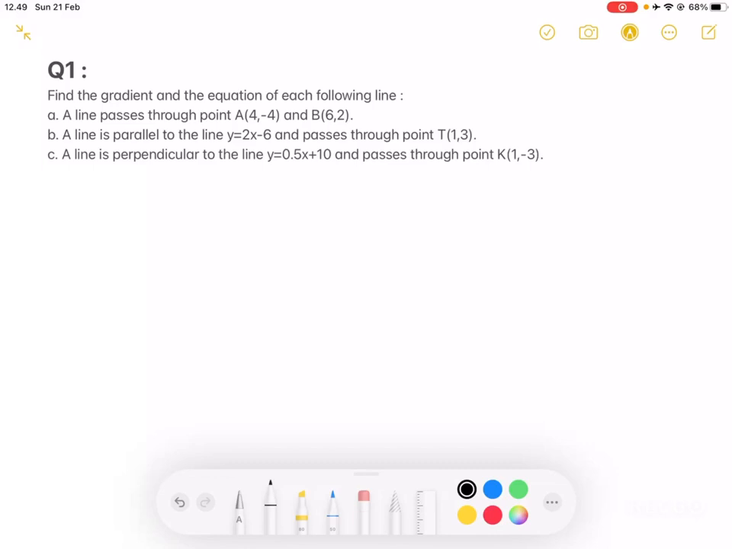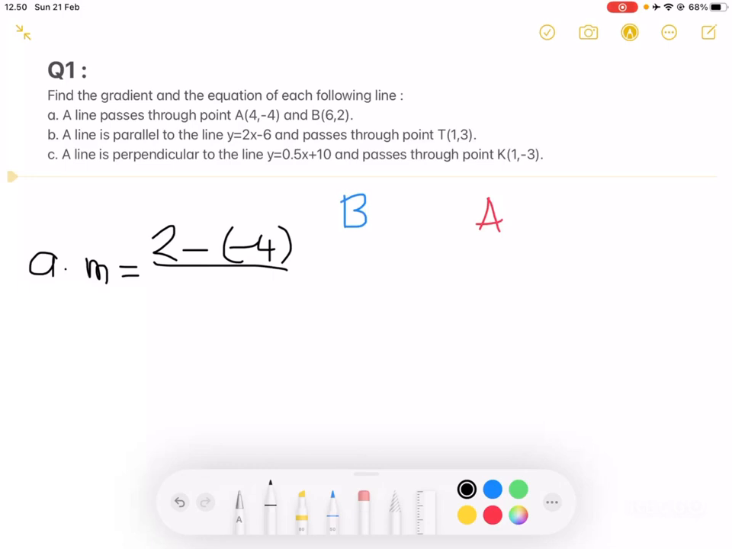line right here. So part A is pretty simple. The gradient is just rise over run. First I'm just going to take point B as our second set of coordinates, and I'm going to take point A as our first set of coordinates. So we can just plug in 2, which is the y-coordinate of B, minus -4, the y-coordinate of A, over 6 minus 4. And this will give us 2.